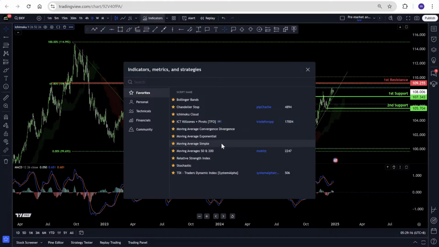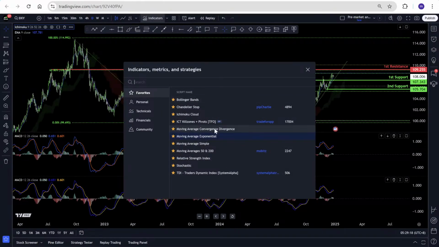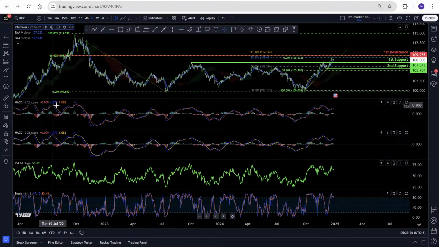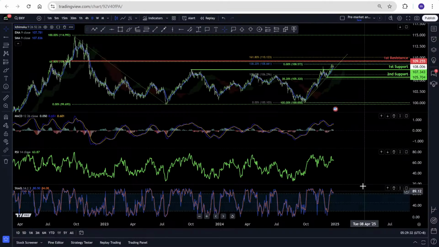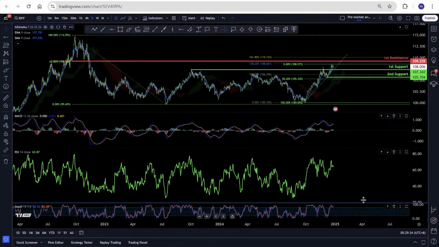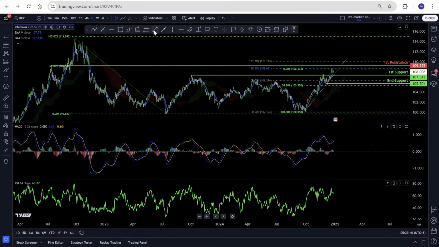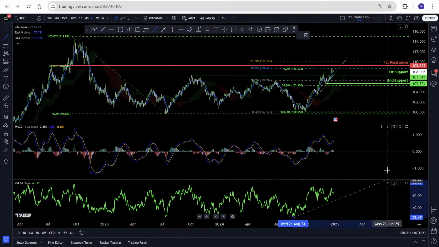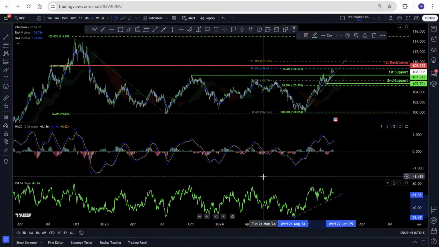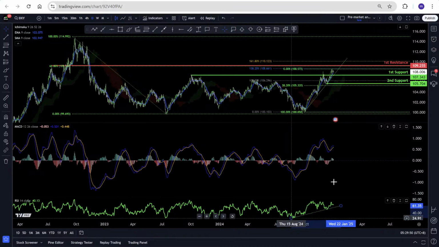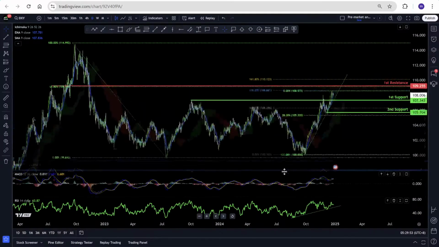Indicators wise, let's look at, oops, we already looked at MACD. So I'm looking at EMA, SMA, RSI, and stochastic. Okay, and on our stochastic, stochastic isn't really telling us much. I think on our RSI we have prices, yep, we have prices moving in this ascending trend line. Okay, so that also supports our bullish analysis.